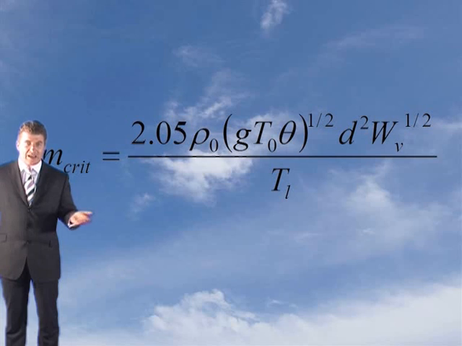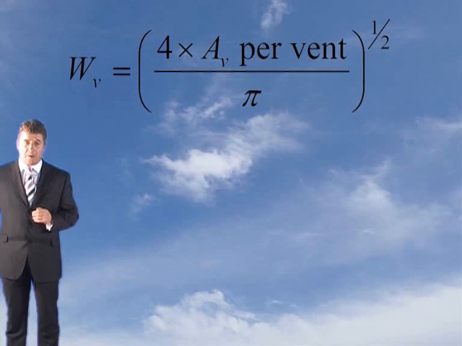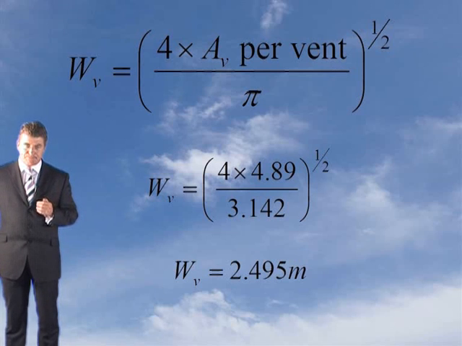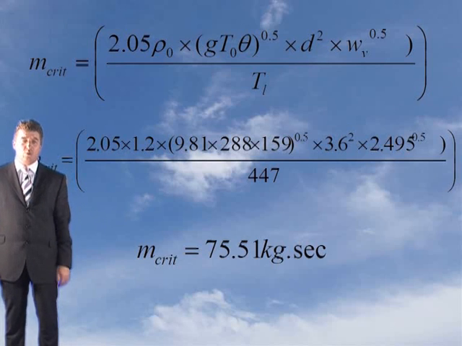Now, to work this out, you need to work out your WV factor, your width for the ventilator if it was a circle. And this is the formula to convert your ventilator into a circular one. WV equals 4 times AV per vent divided by pi, all to the power of a half. Now, if you put in your known values, WV equals 4 times 4.89. Do you remember we said before 4.89 was the geometric area of each ventilator? Divided by 3.142, and the square root of that would have given you a WV of 2.495. So you've got all the variables you need. You should have inserted them in the plug holing formula. As you can see here, you'd have got an mcrit of 75.51 kilograms a second.